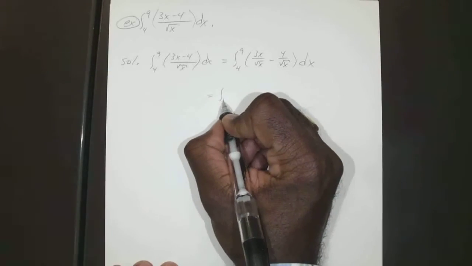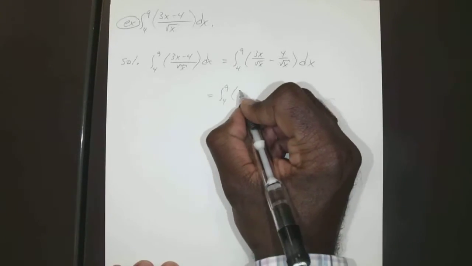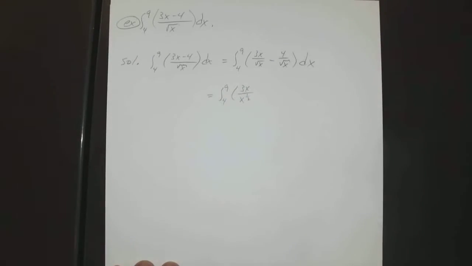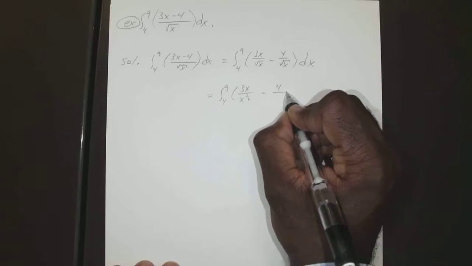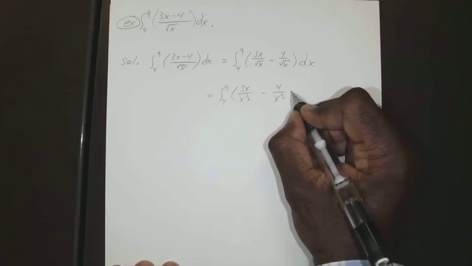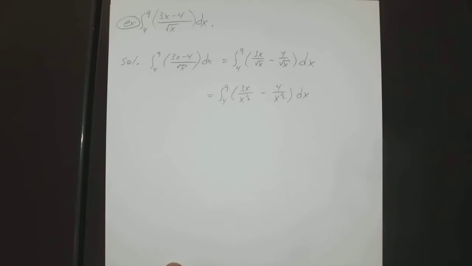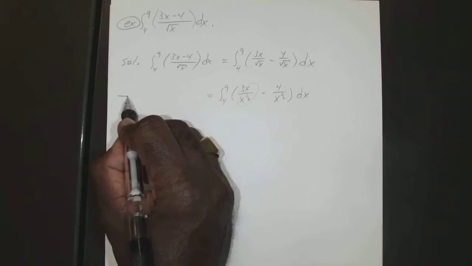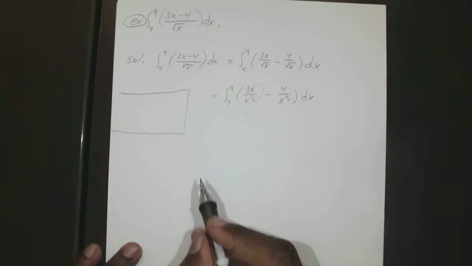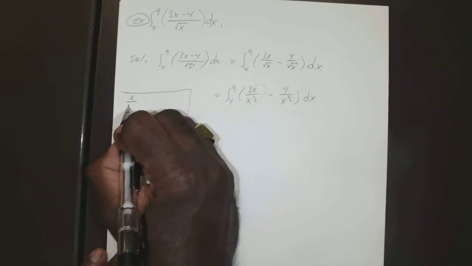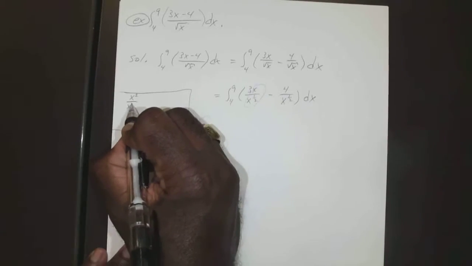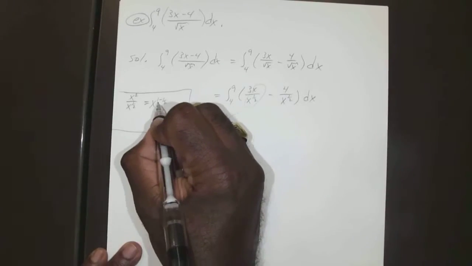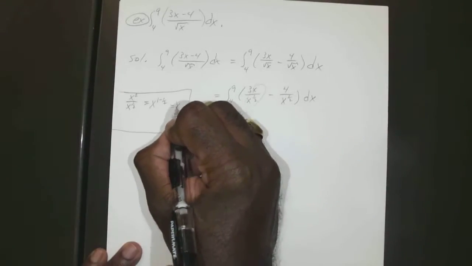Okay, which is equal to 3x, and the square root of x is just x to the 1/2, minus 4 over x to the 1/2 power. So we can combine these two. Make a little side note. So x to the first power over x to the 1/2 power is just x to the 1 minus 1/2, which is x to the 1/2.